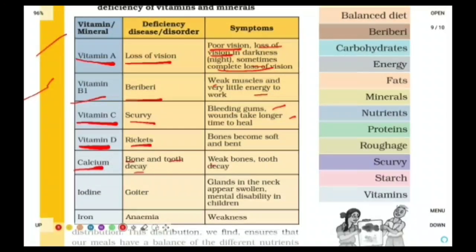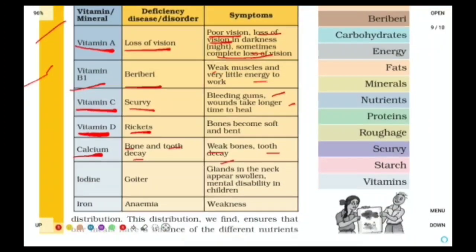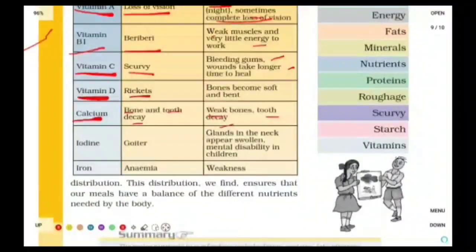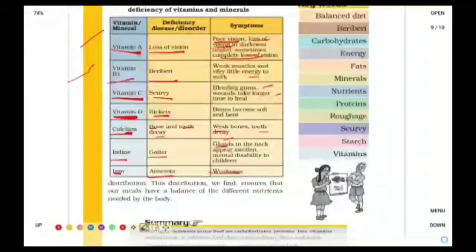What are the symptoms? Weak bones and tooth decay are the symptoms. Right? The deficiency of iodine causes goiter, and what are the symptoms? Glands in the neck appear swollen, and there is mental disability in children. Next, deficiency of iron causes anemia. What are the symptoms? Weakness. Okay, this table is really important for exams, so prepare this table well for your exams.